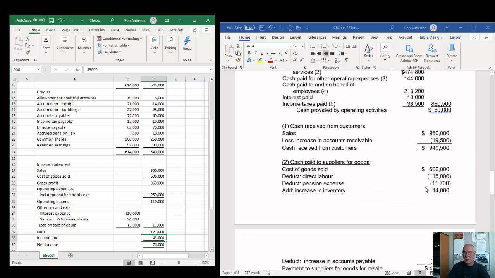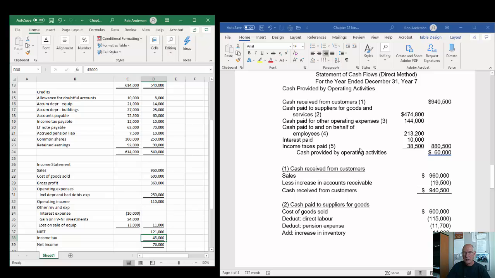And interest is the last one. Interest is simply, there were no adjustments to interest. So your interest of 10 is just what you paid. Because if you look at your payables here, there is no interest payable account. If there was, we would have to adjust for it. So what I'd like you to notice is that we did get to $60,000 as cash provided by operating activities.